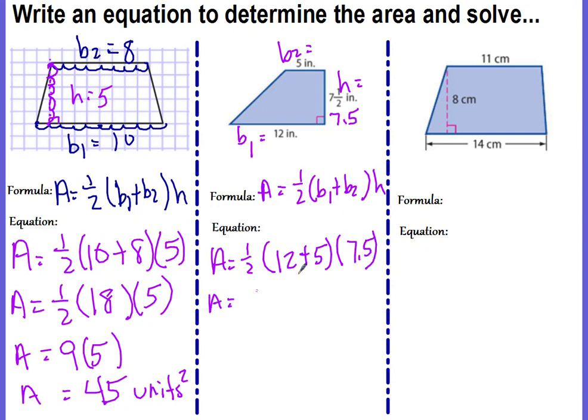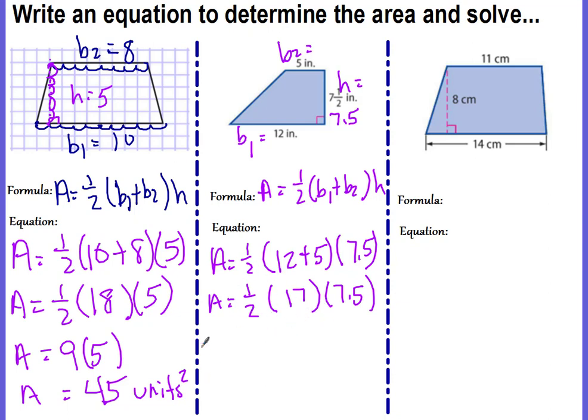Okay, order of operations, do your parentheses first. Leave everything else the same. 1/2 times 17 times 7.5. Okay, now neither of my factors are even. So I could take half of 17 and get 8.5. Or I could multiply 17 times 7.5 first and then take half of that.